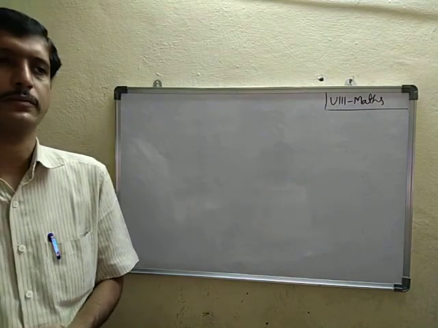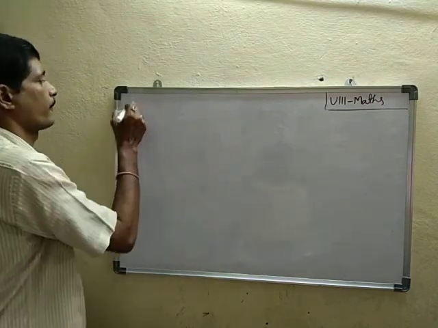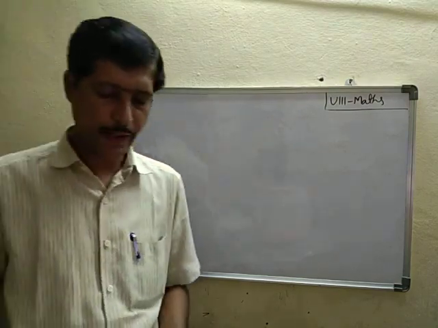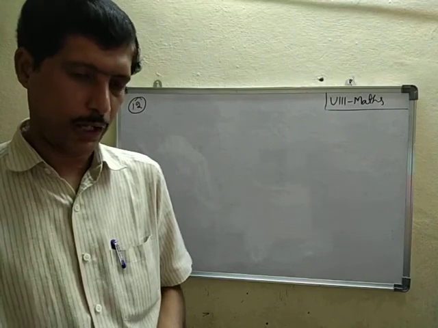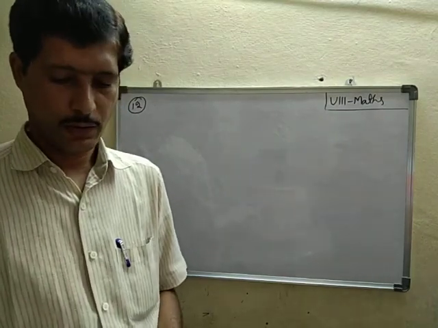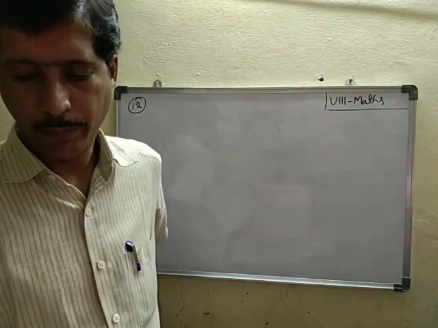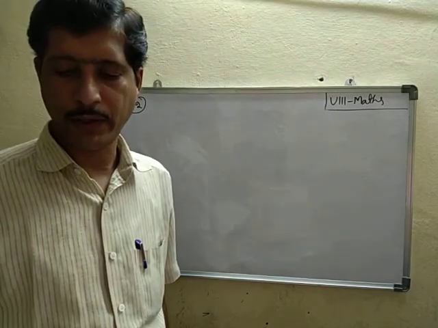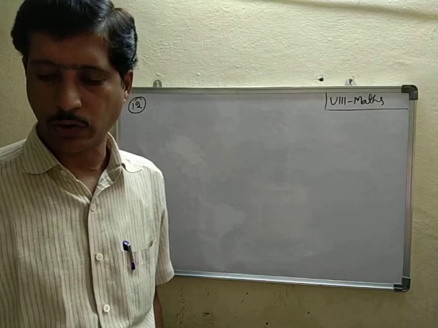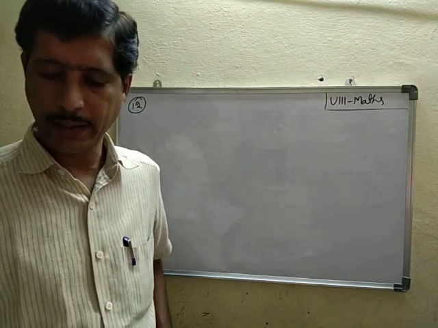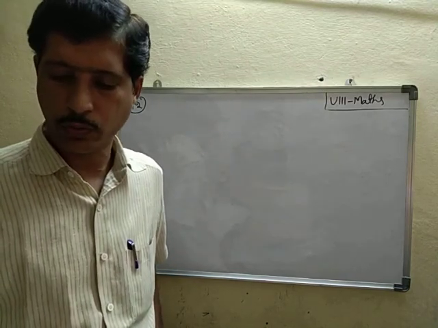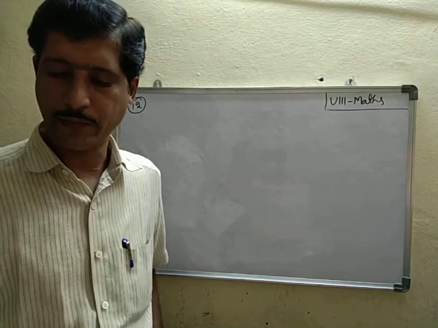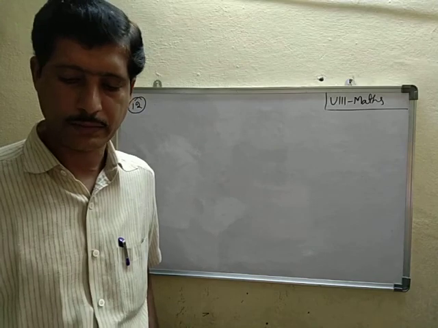Next, 12th question. A pre-owned car showroom owner bought a second-hand car for 1,50,000 rupees. He spent 20,000 rupees on repair and painting, then sold it for 2 lakhs. Find whether he gets profit or loss. If so, what percentage?